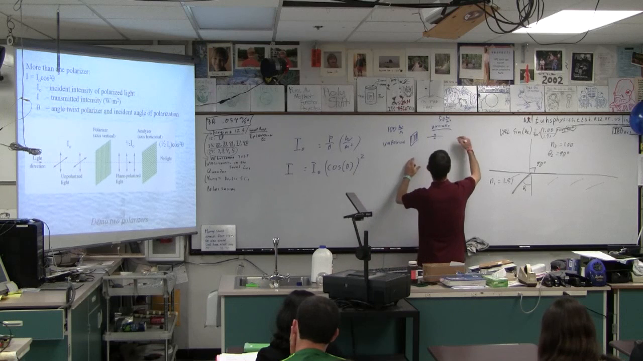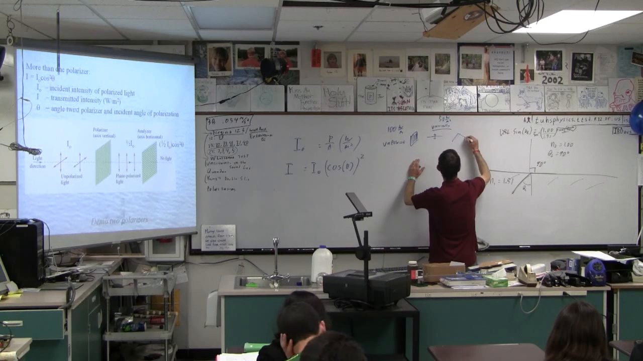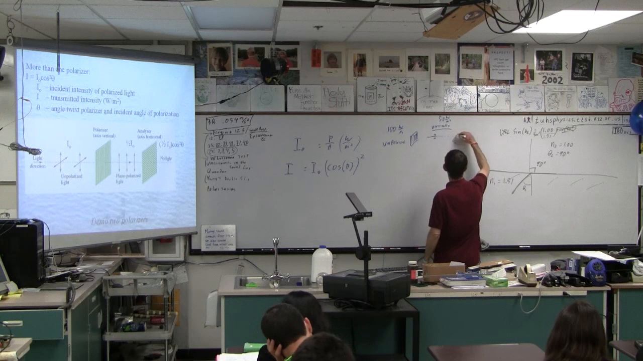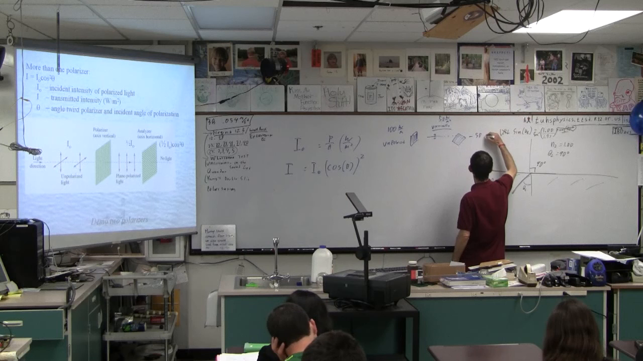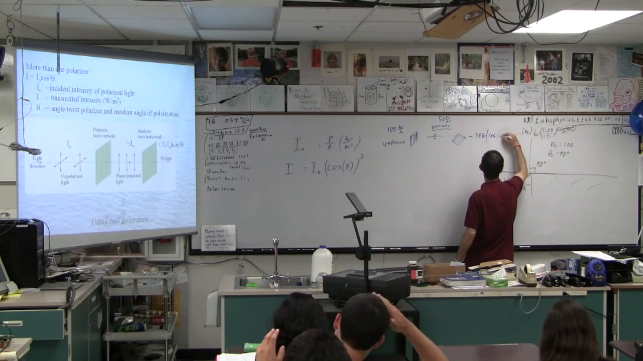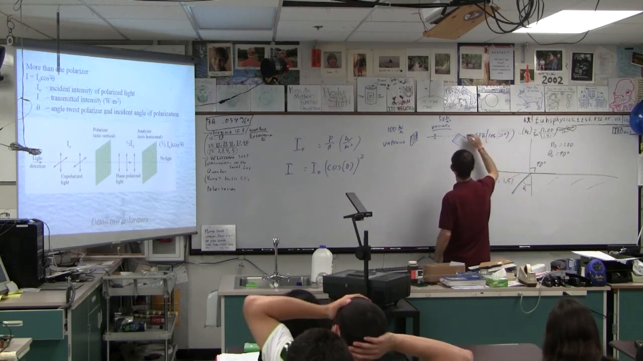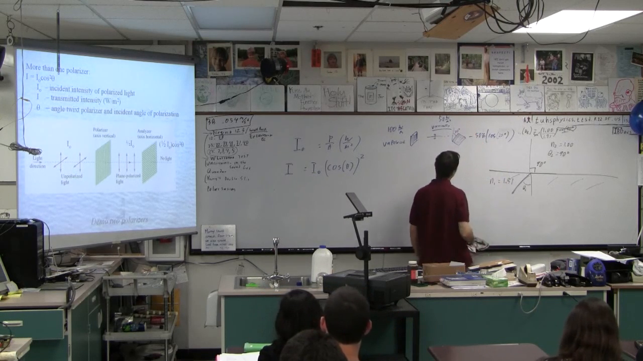Then you've got another filter, and this one has been tilted so that it's askew. See if I can draw that. So this one's been tilted through some angle. What comes out of here is going to be 50 watts per square meter times the cosine of the angle between them. So maybe it's 20 degrees, assuming this angle here is 20 degrees. And then you've got to square that.